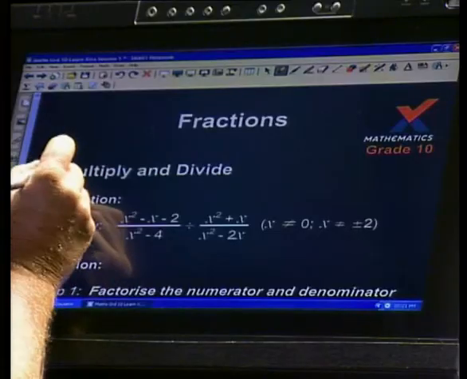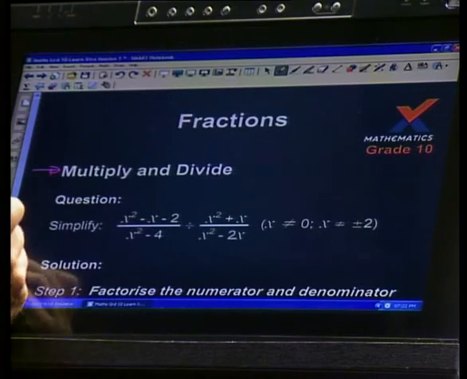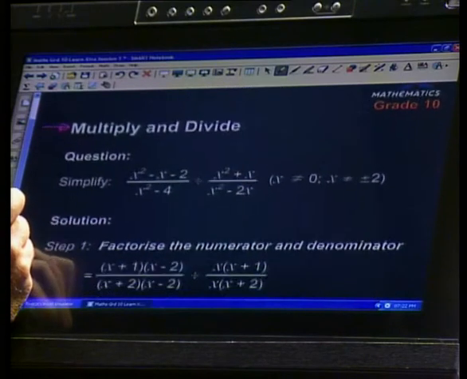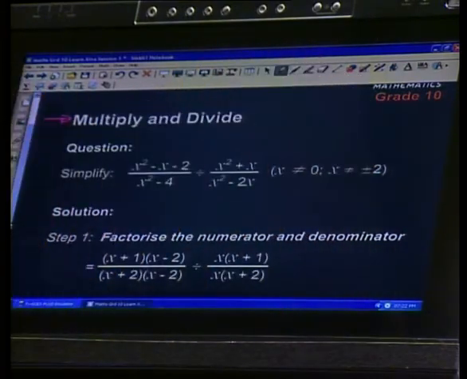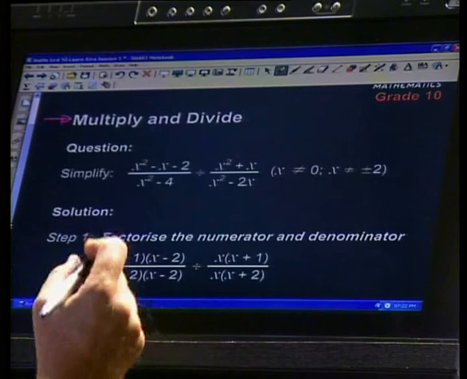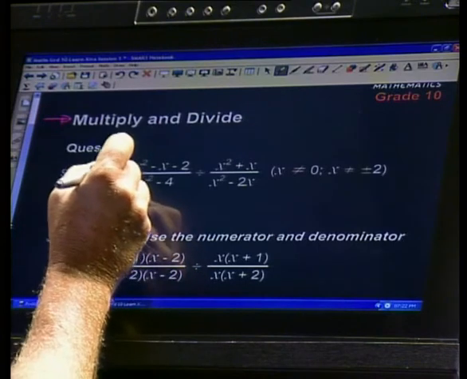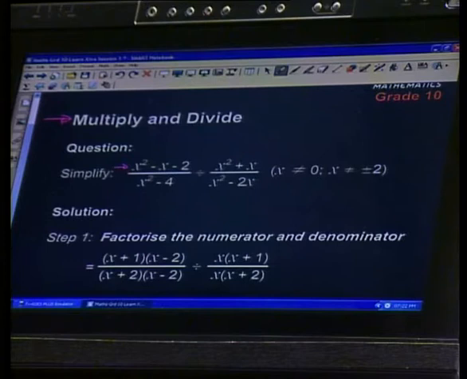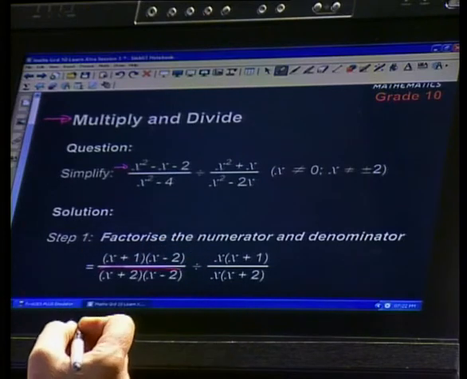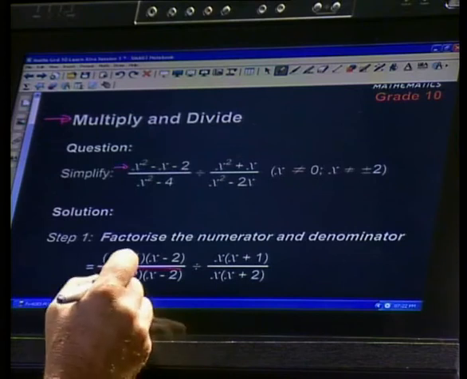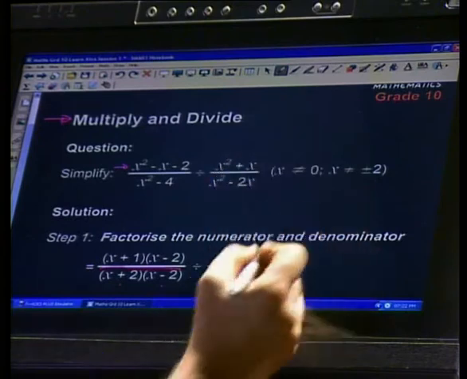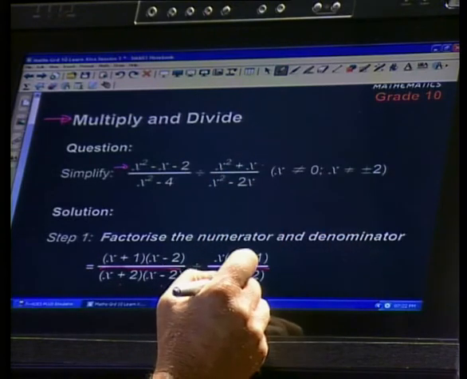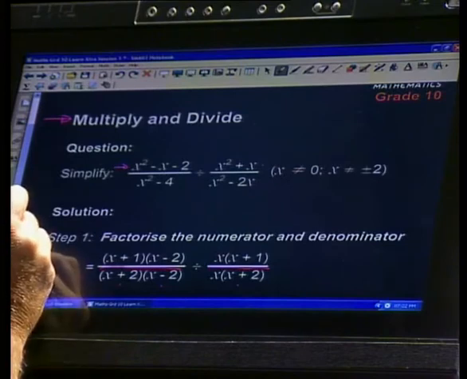Well, first of all, we're going to look at multiplying and dividing fractions. And here we have a worked solution. Just remember, with fractions, you have to factorize fractions fully first before further work. I'll say it again. Factorize fractions fully first before further work. So there's our first numerator, and they've factorized it. There's our denominator, and they've factorized it. There's our second numerator, and they've factorized it. And our last denominator, and they've factorized it.